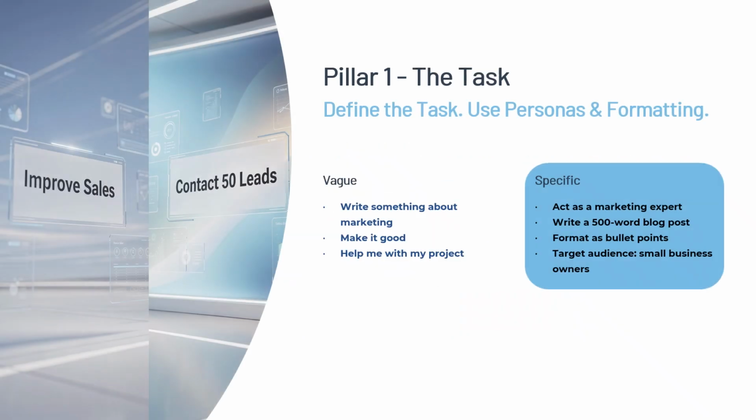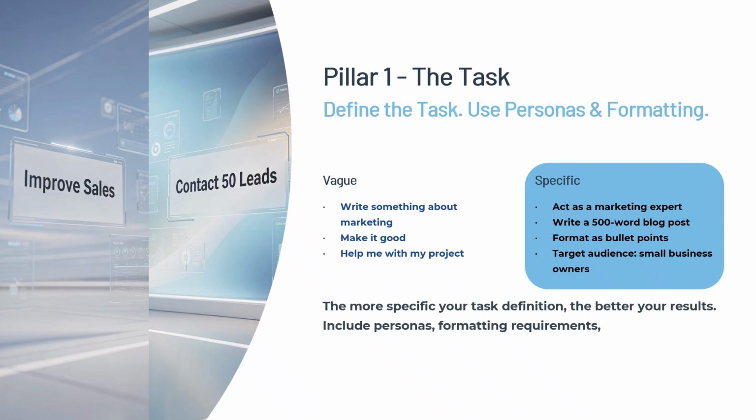The foundation is the task. Define the task, use personas and formatting. Don't just say write something about marketing and help me with my project. Instead say write a 500-word blog post, format as bullet points, enhance this by assigning a persona like asking the AI to act as a marketing expert. The more specific your task definition, the better your results.